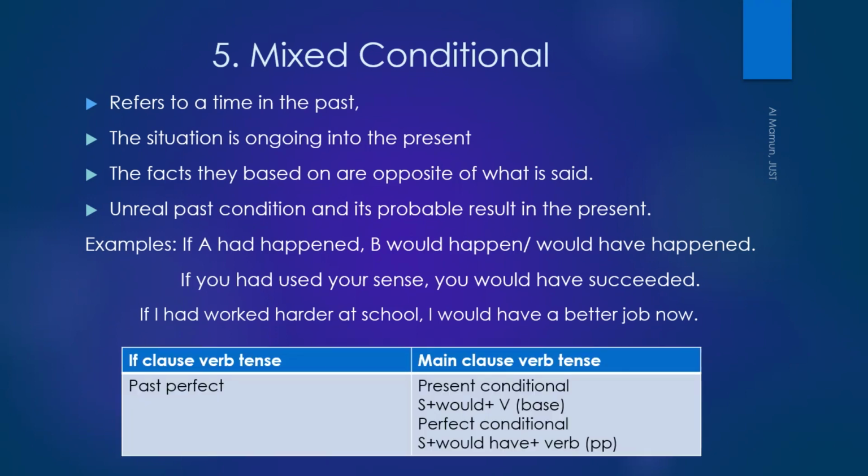So in this type, the structure is, the if clause is in the past perfect, like the fourth one, type 4, and the main clause can be of two types.